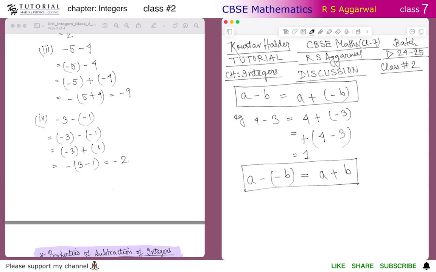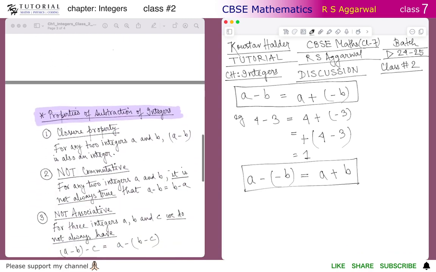In example 4, you see it is subtracting minus 1 from minus 3. So what we do is we add the additive inverse of minus 1 to minus 3. So that becomes minus 3 plus 1. What is 1? 1 is the additive inverse of minus 1. So now it becomes addition of minus 3 and plus 1, and based on the addition rules, it will be minus of 3 minus 1, which is minus 2.